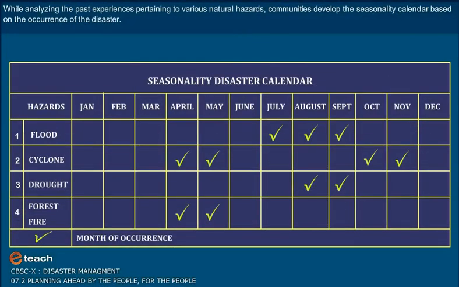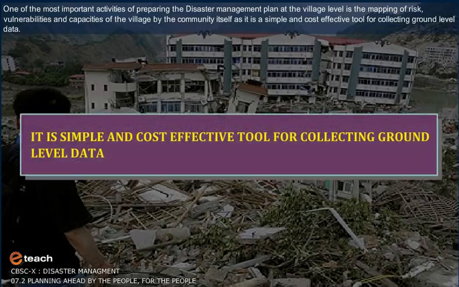While analyzing the past experiences pertaining to various natural hazards, communities develop the seasonality calendar based on the occurrence of the disaster. One of the most important activities of preparing the disaster management plan at the village level is the mapping of risk, vulnerabilities, and capacities of the village by the community itself, as it is a simple and cost-effective tool for collecting ground-level data.